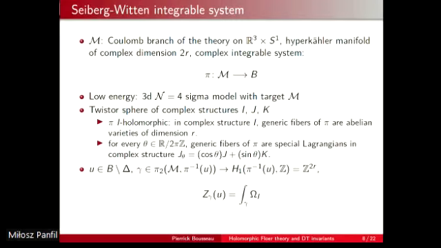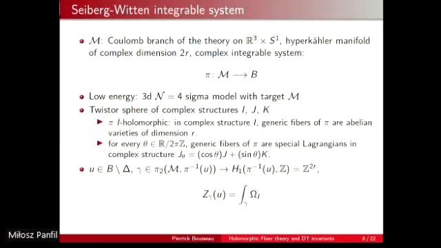So an object which is essential in the understanding of N equals 2 four-dimensional theories, and which will also be essential for our story, is the so-called Seiberg-Witten integrable system attached to this four-dimensional theory. One way to define it, I will denote it by M, is as the Coulomb branch of the theory on R^3 times S^1. My original theory was living on R^4, a four-dimensional flat spacetime. Now I view it on R^3 times a circle.